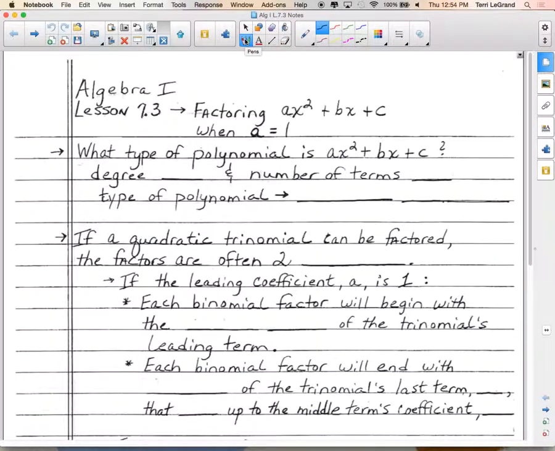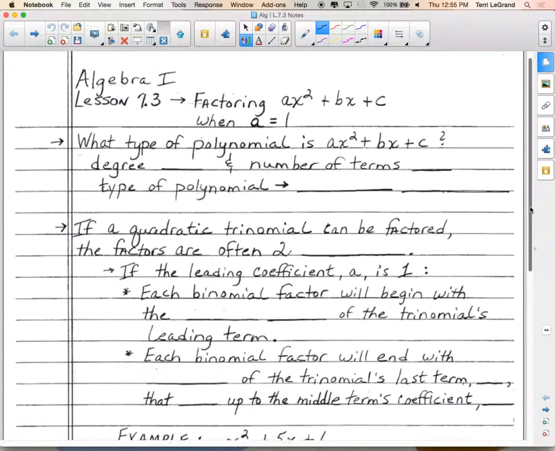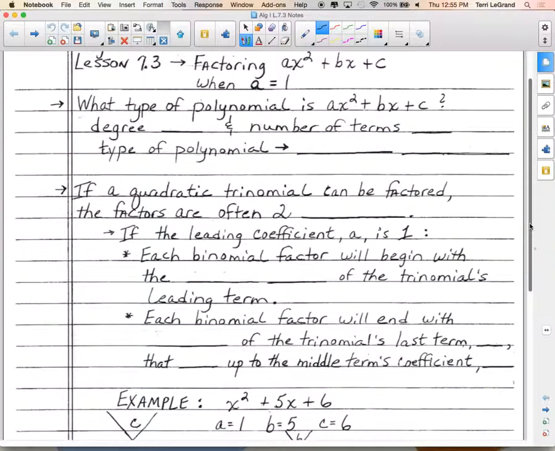Today we're going to probably do one of the easiest factoring that will be in this whole chapter, and that is factoring trinomials that are quadratic. So quadratic means what? What degree? Degree 2. Quartic is degree 4. Degree 2. And trinomial means what?